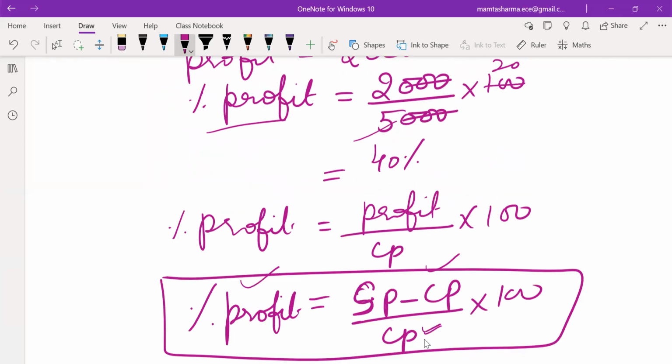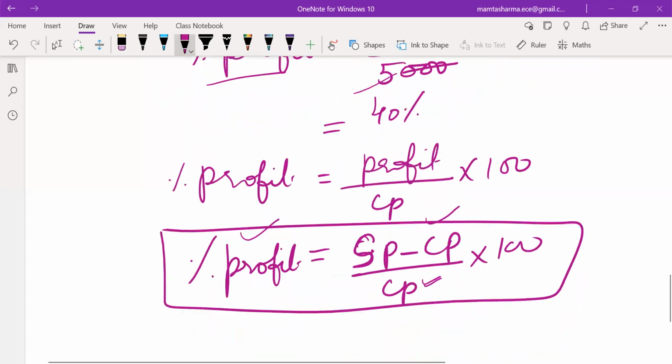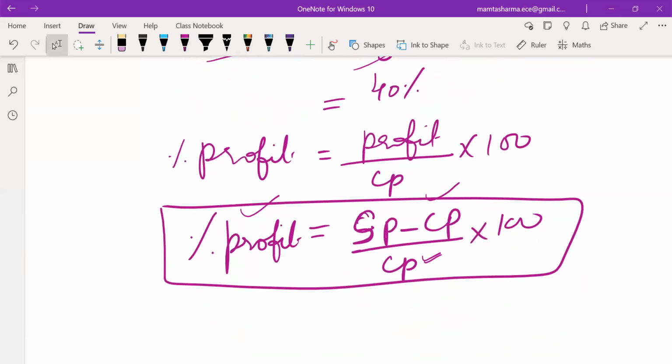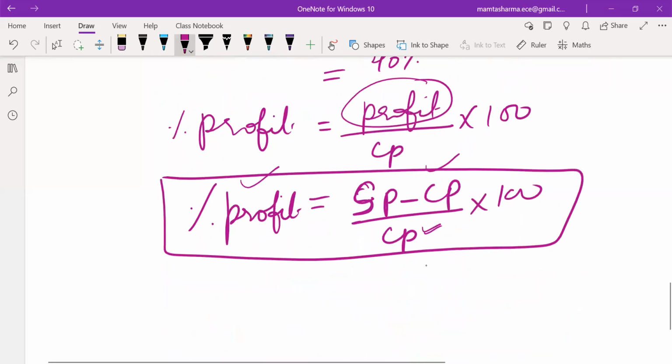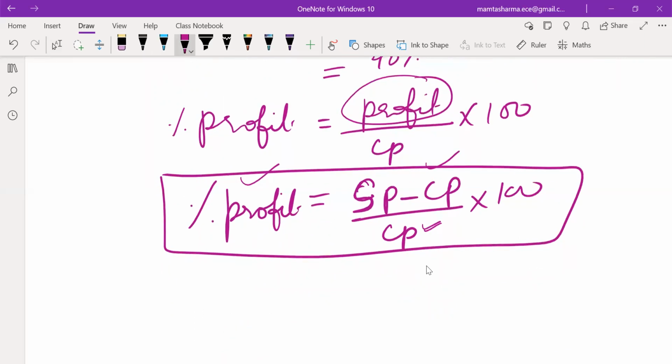Ma'am, I have a doubt. You said that the profit percent equals profit by CP into 100. Which one exactly is the correct one? If I get profit, then which one should I use, this one or this one? They both are the same, na. Instead of profit, I kept SP minus CP. Profit is SP minus CP only. Okay, ma'am. So you substituted the profit formula, SP minus CP. Okay, ma'am, got it.